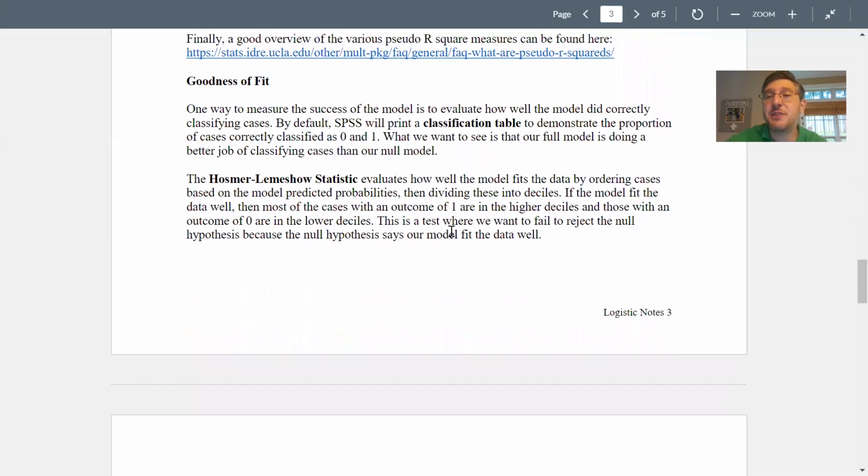Sometimes we want to know how well our model actually fits the data. How well does it do it?